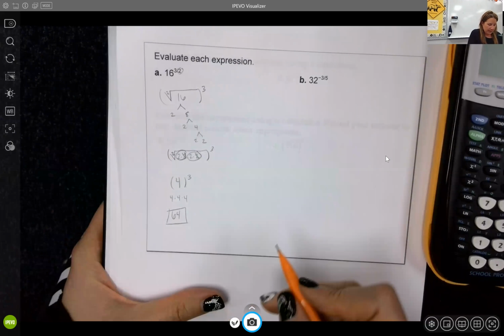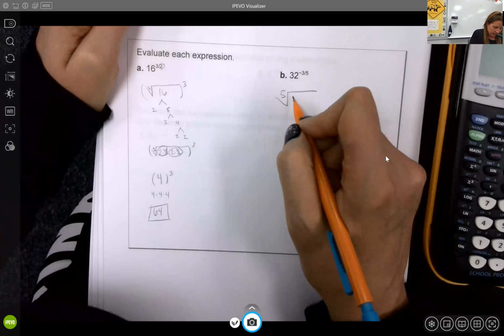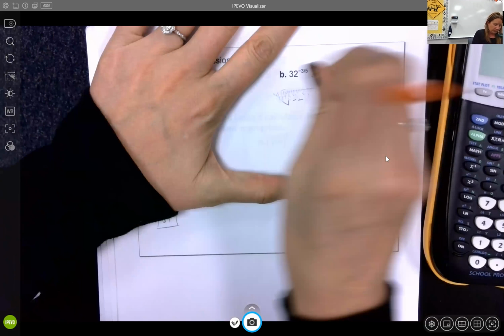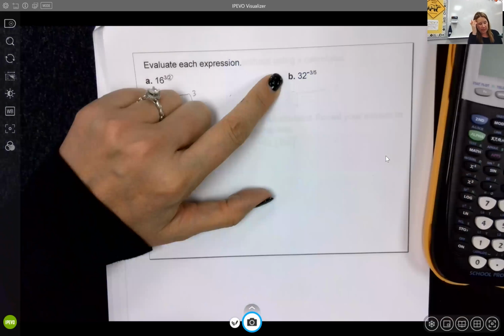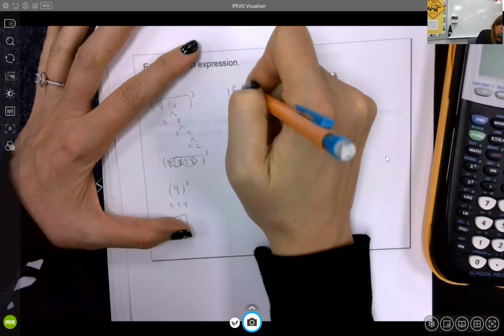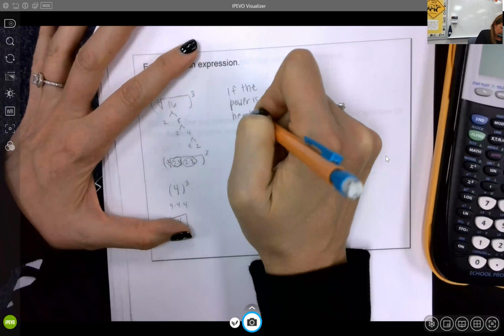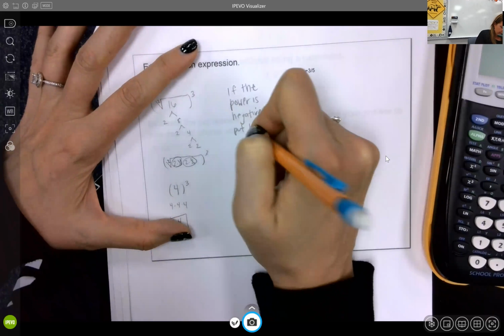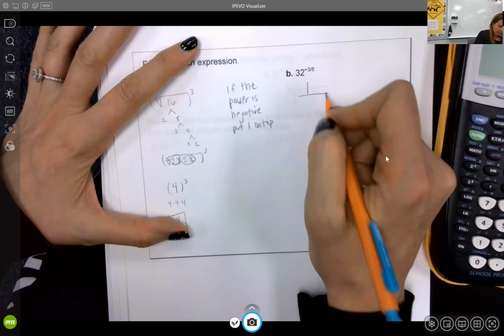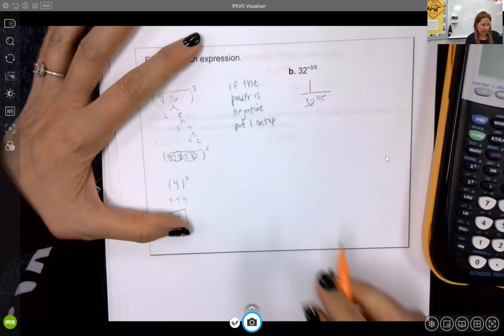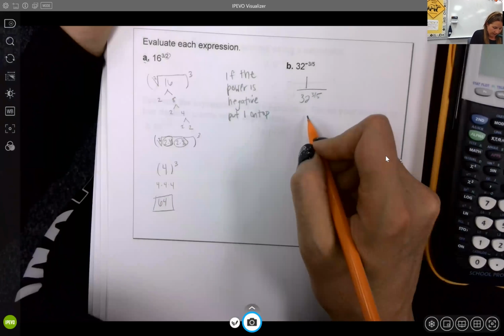Okay, then I've got this 32 to the negative 3/5. So I'm going to write 5, 32. Oh, you know what we need to do first? We have to make this a positive. So if the power is negative, you have to put a 1 on top. Okay, so I'm going to put a 1, and then I'm going to divide. All I do is put a 1 on top and change the power to positive, okay?